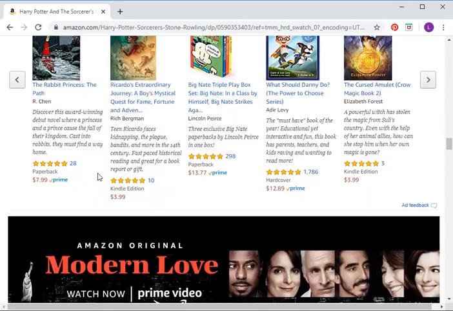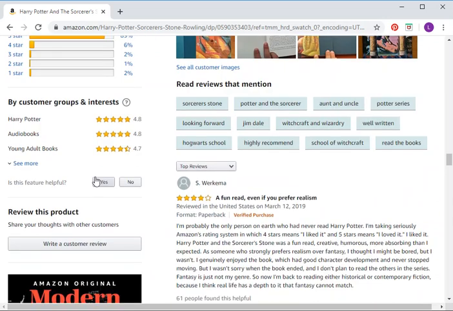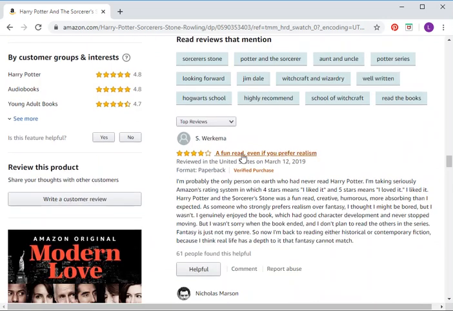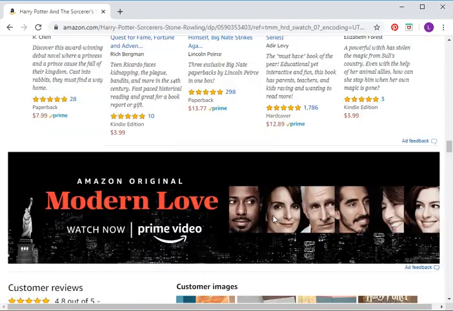And then we go down even further. There's information about the author. And then we can read what everybody and their dog on Amazon thought about Harry Potter and the Sorcerer's Stone.